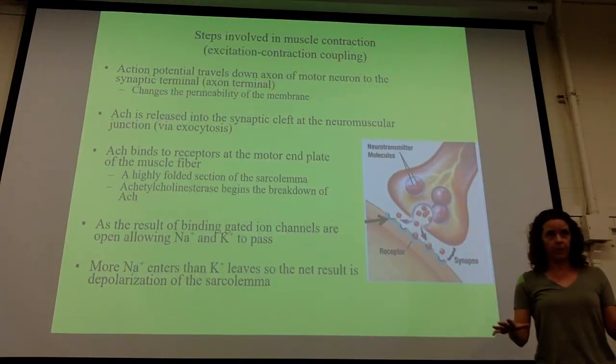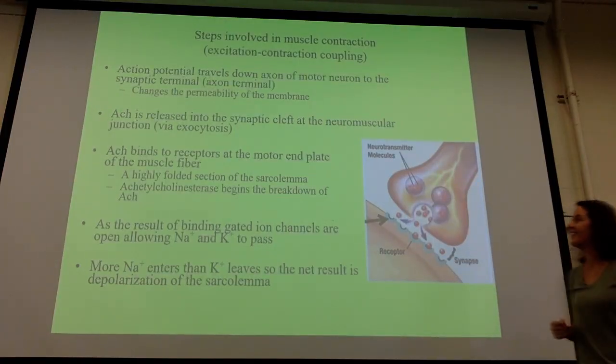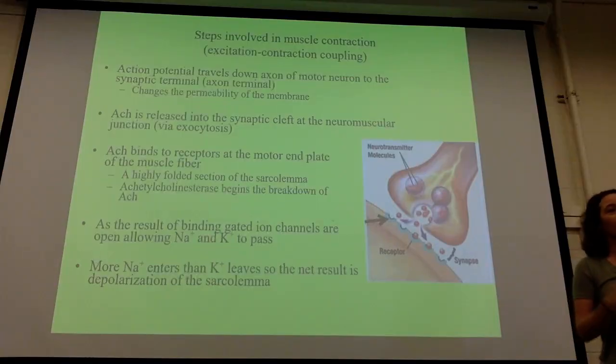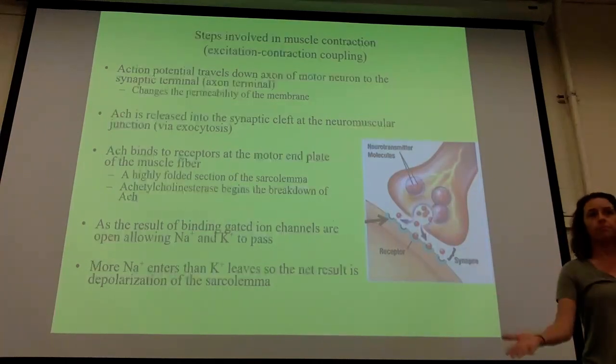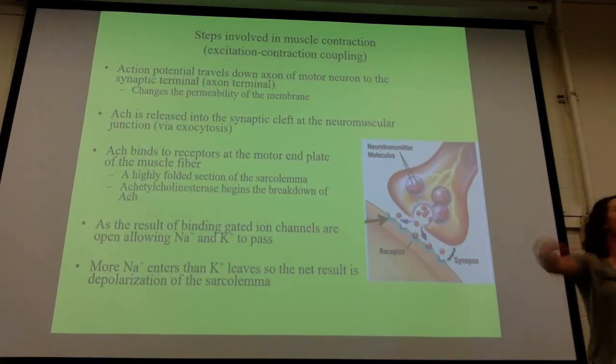Good so far? Yes? Is the ACH actually recorded? Yes. All right. So step one: action potential travels down an axon of a motor neuron to the synaptic terminal. We haven't looked at the nervous system yet. A motor neuron is just the name of a nerve cell that talks to muscles. The axon is just the name of the physical pathway that it takes, like the little highway.